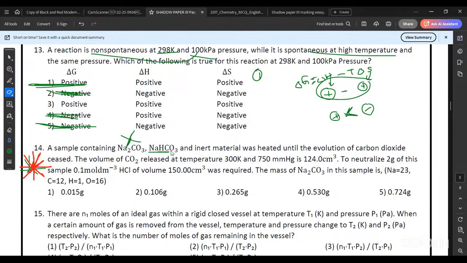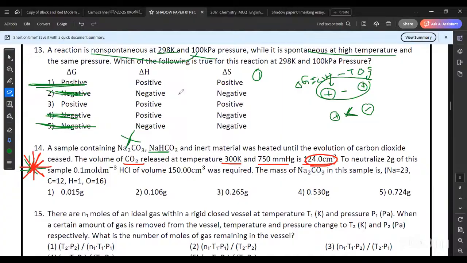A sample containing sodium carbonate, sodium bicarbonate, and inert material was heated until evolution of carbon dioxide ceased. The volume of carbon dioxide released at temperature 300 Kelvin, 750 millimeter mercury is 124 cubic centimeters. They have given a volume of carbon dioxide evolved. If they have given the volume, how to find the number of moles of carbon dioxide? People, please tell me. We did it before.